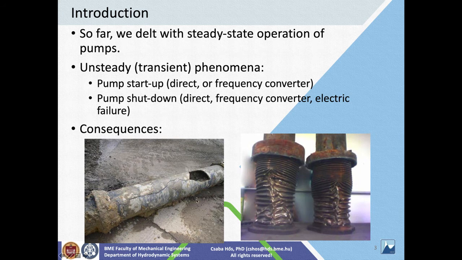On the left-hand side, you have a pipe which is burst by a high pressure peak, whereas on the right-hand side, you have compensators that are damaged or collapsed due to vacuum. So this is overpressure, this is vacuum, both of them caused by hydraulic transients.